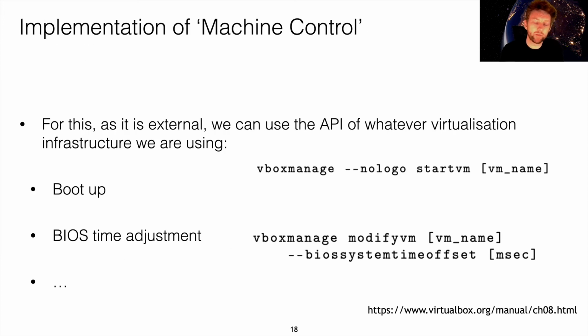So in terms of that implementation of machine control that I described, well, actually this is where you pull in the API of whatever virtualization infrastructure you're using. So in our case, VirtualBox. This is well documented, and actually there's quite a lot you can do here. So that you can use vboxmanage essentially to tell a particular virtual machine to boot up. You can adjust the BIOS time, you can shut down the machine in a kind of uncontrolled way.